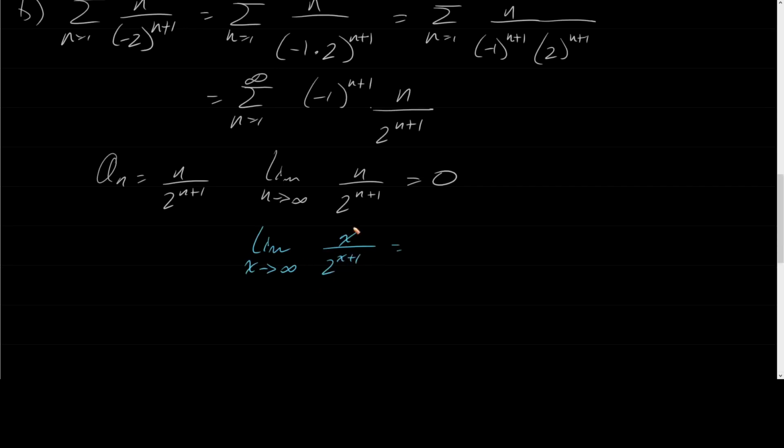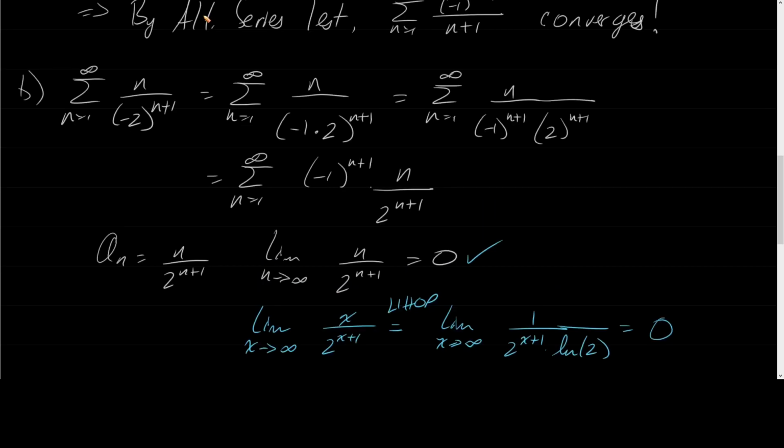And we see that goes to infinity over infinity, so we can use L'Hopital's rule, and we end up with the limit as x goes to infinity of 1 over 2 to the x plus 1 times ln of 2. And as x goes to infinity, 2 to the infinity is infinity in the denominator, right? Infinity times ln of 2 is still infinity. 1 over infinity is 0. So we have that our sequence goes to 0.